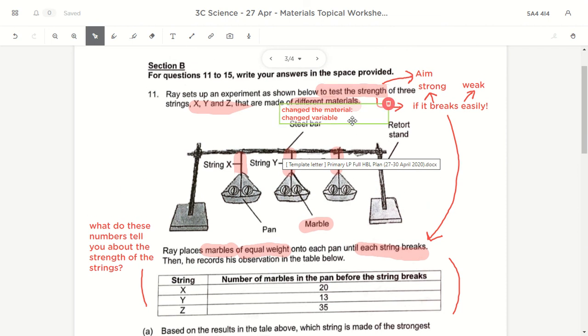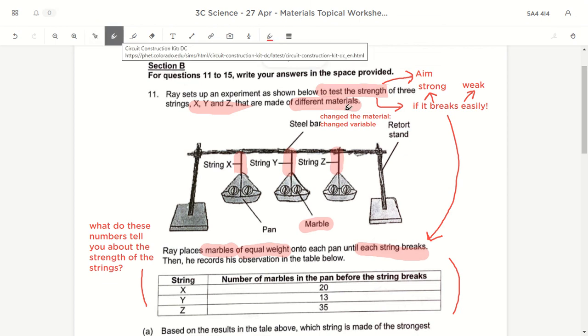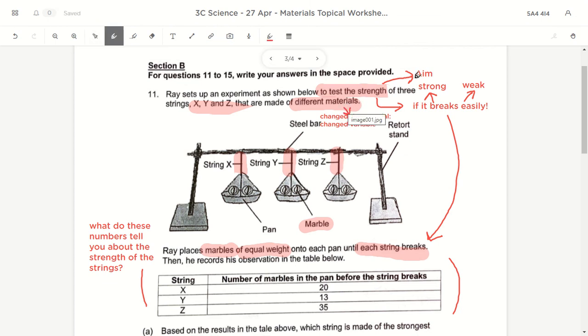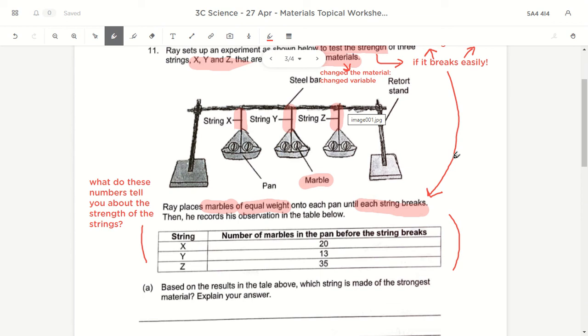Okay, moving on. So you can see this. I have 3 strings. I want to test the strength of the 3 strings. I only change the material, and that is my change variable. I have 3 strings here, all of the same length, and I'm putting marbles one by one until the string breaks, and these are the instructions.